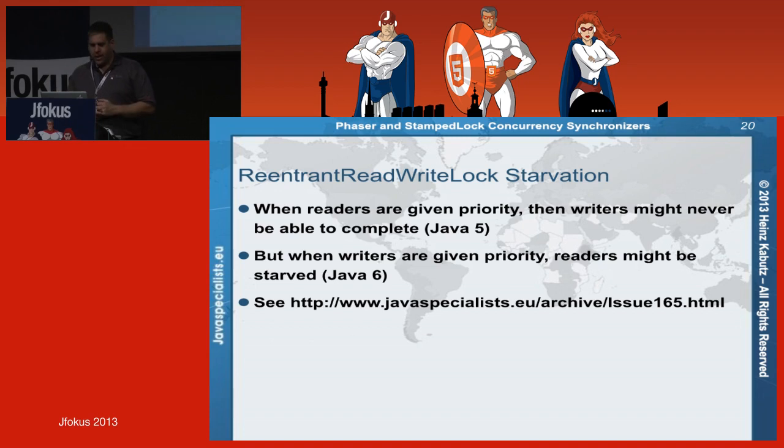In Java 6, they recognized the problem with this because it would lead to writer starvation, and they gave the writers priority, which meant we ended up getting reader starvation. And I've got a newsletter on this if you want to have a look, 165, javaspecialist.eu, and there I describe this a bit more.